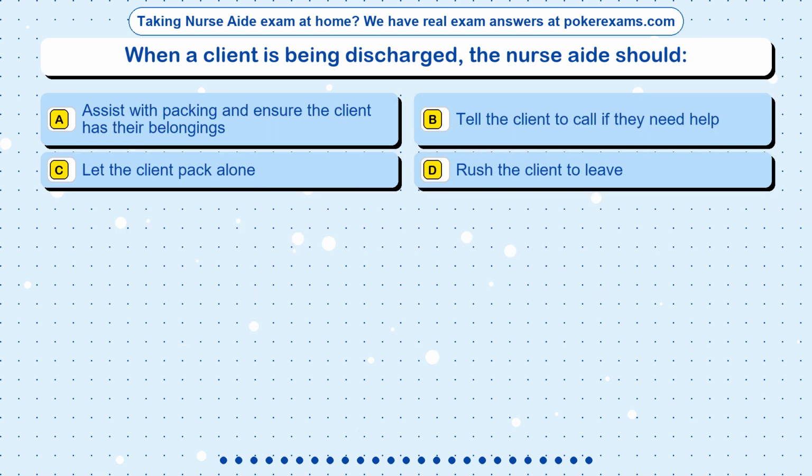Question 16. When a client is being discharged, the nurse aide should: Option A, assist with packing and ensure the client has their belongings. Option B, tell the client to call if they need help. Option C, let the client pack alone. Option D, rush the client to leave.